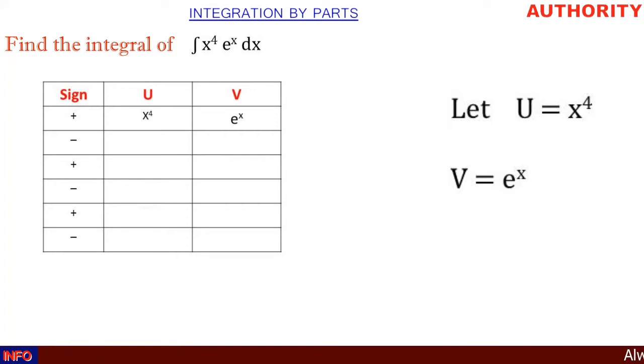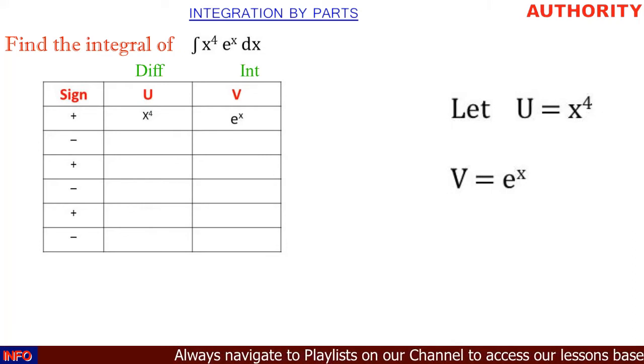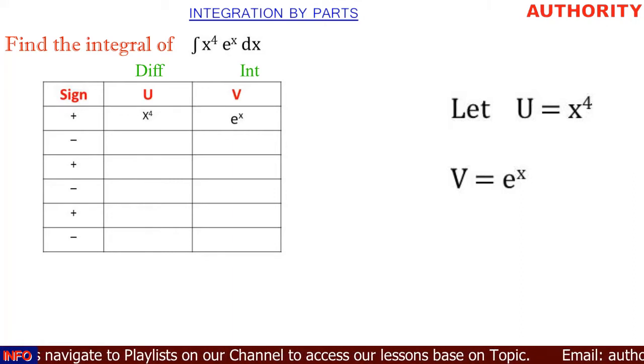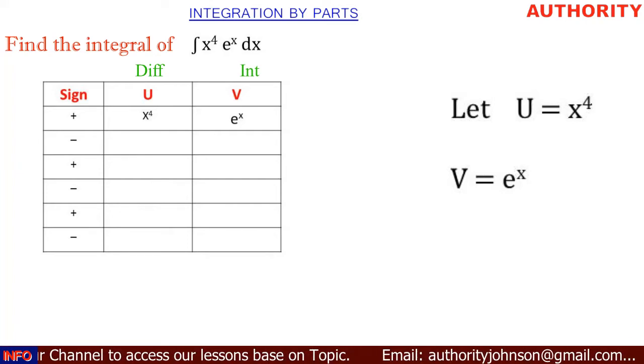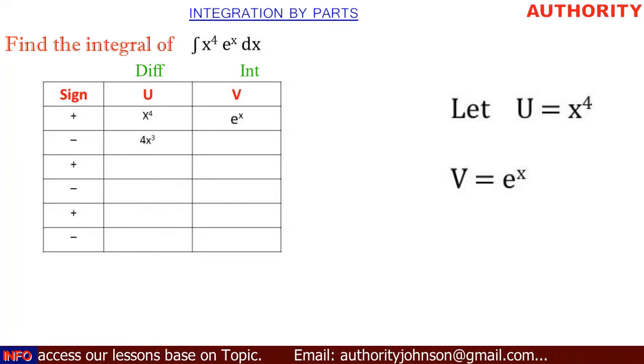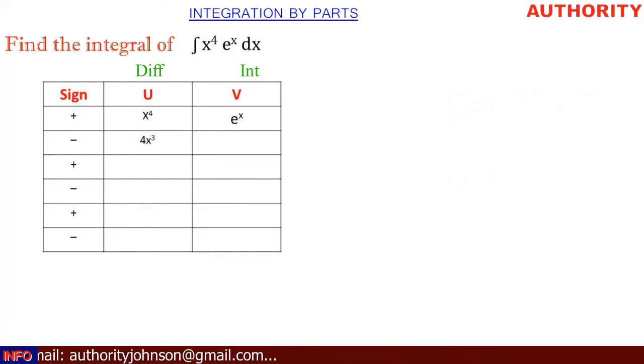Okay, so we're going to fix it like this. Under u, we're going to write x raised to power 4, and then under v, we're going to write e raised to power x. In the column u, we're going to be differentiating, and in the column v, we're going to be integrating. Now the differentiation of x raised to power 4 is going to give us 4x raised to power 3. Then the integral of e raised to power x is going to give us e raised to power x.